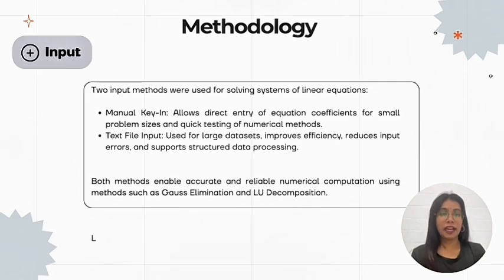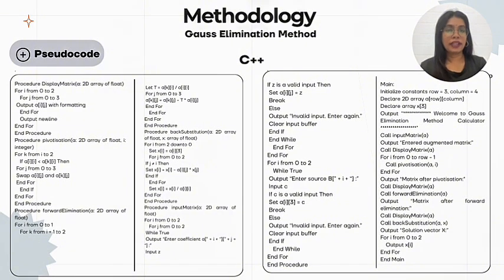For the input, two input methods were used for solving the system of linear equations. The first one is manual key in, which allows direct entry of equation coefficients for small problem sizes and quick testing of numerical methods. Second is text file input, used for large data sets, improving efficiency, reducing input error, and supporting structured data processing. Both methods enable accurate and reliable numerical computation using methods such as Gauss elimination and also LU decomposition. Now let's look at the pseudocode.